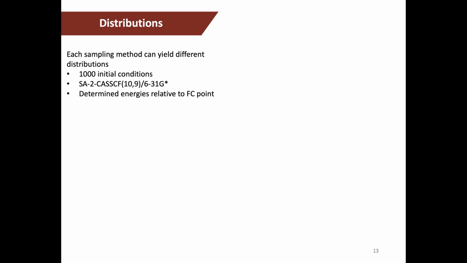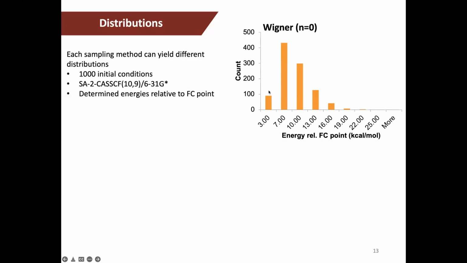So just to show you how each of these sampling methods can yield different distributions, because one's quantum mechanical in nature and the other one's classical in nature, I generated 1,000 initial conditions, and then I just calculated the energetics at time equals 0 relative to the Franck-Condon point I just showed you. And as you can see, here's the Wigner distribution. So I built the distribution in the ground state, I excited it up, and then I calculated the energies relative to the Franck-Condon point. And this is based on the 0-point energy only, no temperature dependence.